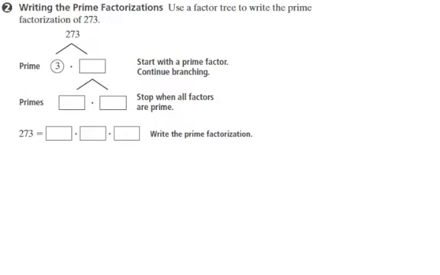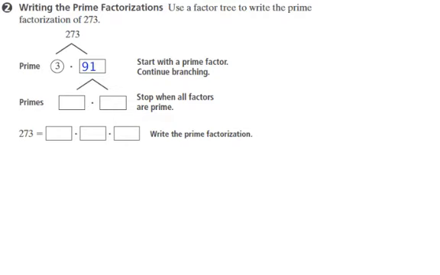Now let's do the prime factorization for 273. For 273, we know that 3 can go into it because if you add the digits, you get the number 12, and 3 goes into 12. Well, 3 goes into 273 91 times. So 3 times 91 is 273.